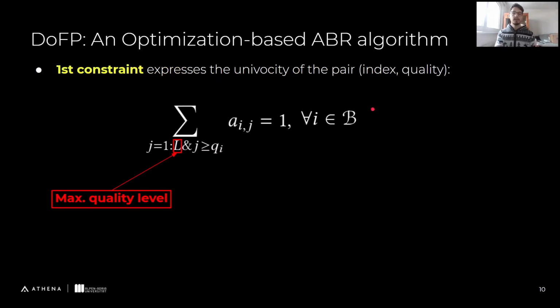The first constraint expresses the univocity of the pair index quality, which means, as we can see from this expression, only one quality can be selected for each segment. So for each segment in the set B, we want the sum of the binary variables to be exactly 1, which means only one quality for each segment. As we can see here, J goes from 1 to L, where L is the maximum quality level.